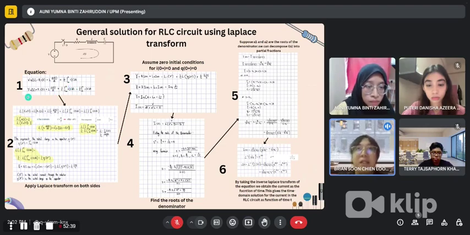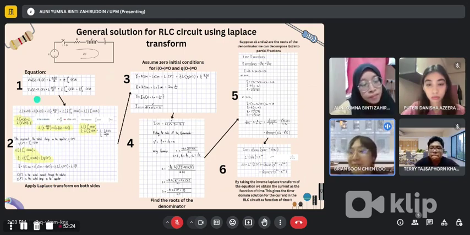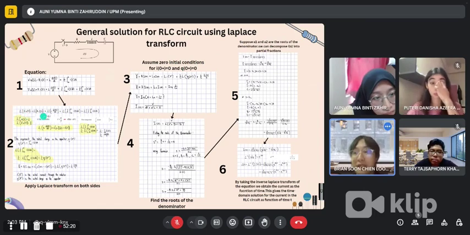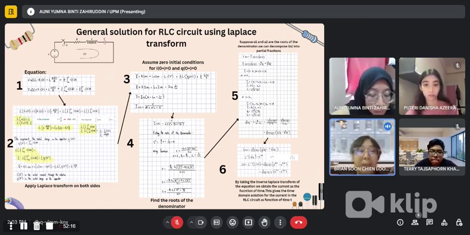Note that VL, VRL, and C are constant. So we reformulate the equation into the other equation. Okay, next step is we apply Laplace transform on both sides, and we use the properties of the Laplace transform.